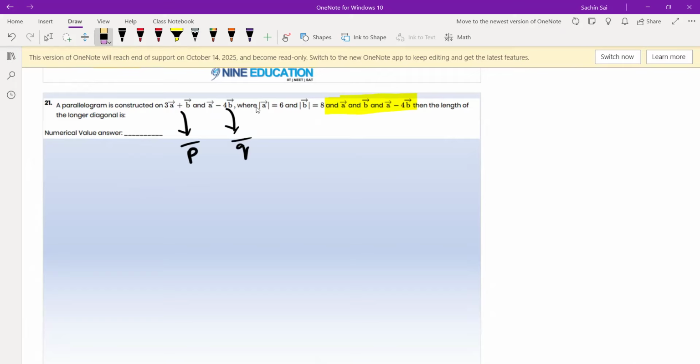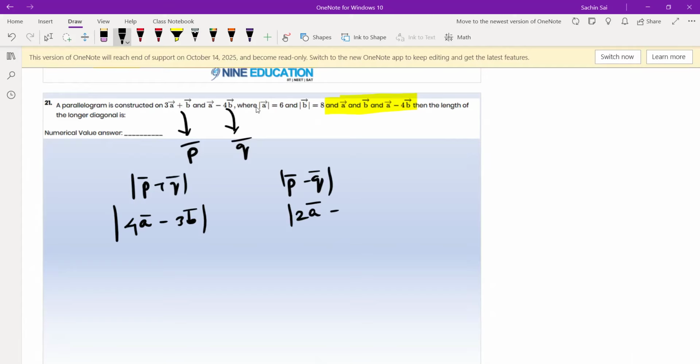Sorry, let us say the first side is p bar, the second side is q bar. Then the diagonals will be p plus q and p minus q. So the lengths of the diagonals will be modulus of p plus q and modulus of p minus q, right? So what is modulus of p plus q? Modulus of p plus q is 4a bar minus 3b bar. Modulus of p minus q is 2a bar plus 5b bar.